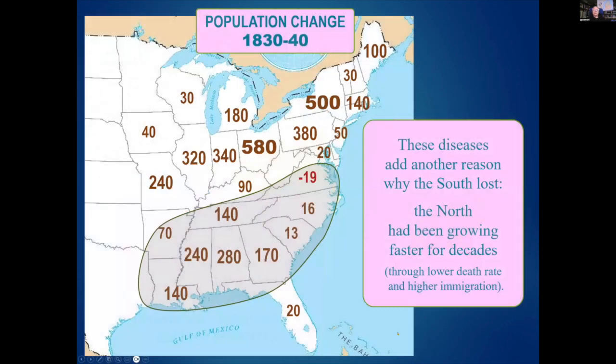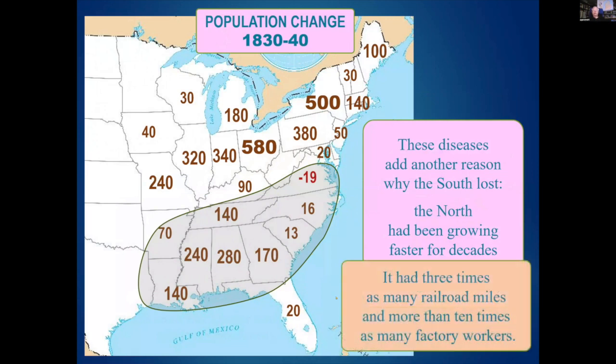These diseases added to a fourth reason why the South lost, and that is the North had been growing much faster through a lower death rate and through higher immigration. So just Ohio and Indiana and Illinois had more population growth than the entire South during the 1830s. And the North therefore had 3 times as many railroad miles, 10 times as many factory workers as the South.